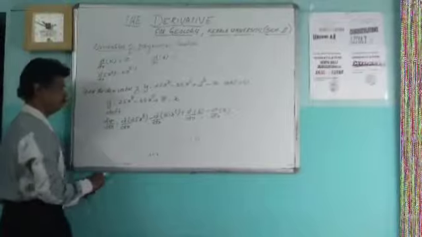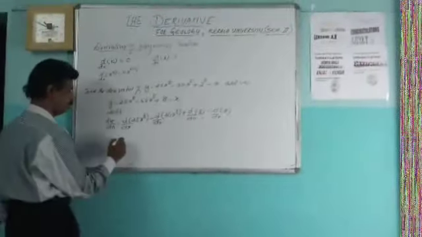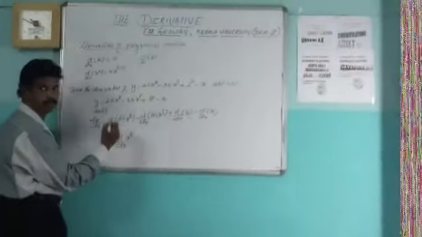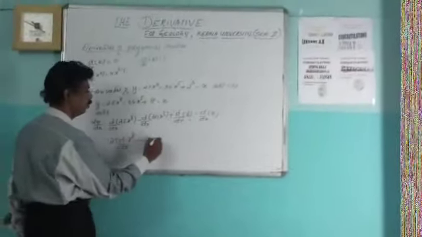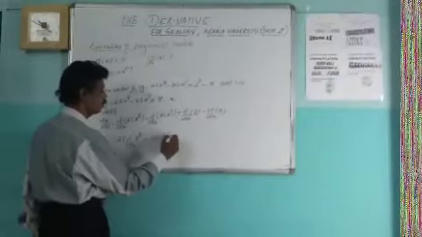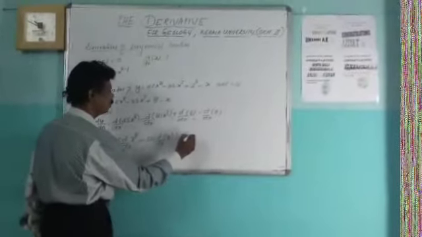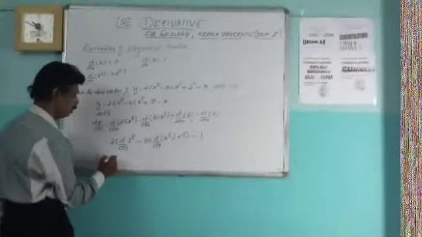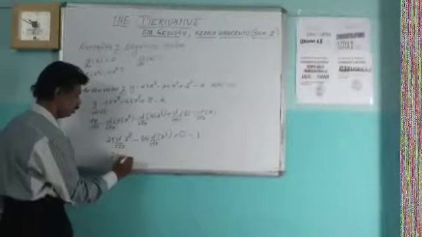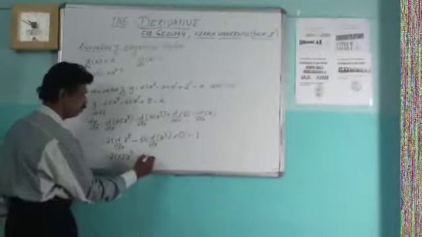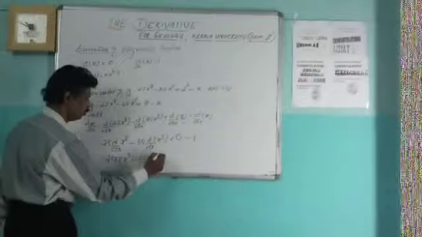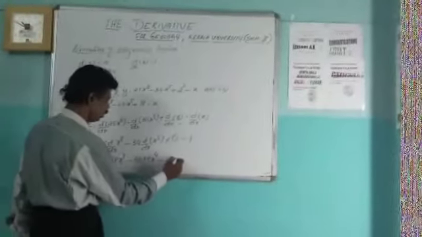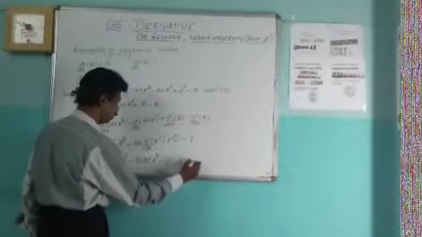25 is a constant: 25 into d by dx of x⁸, minus 34 into d by dx of x⁵. 8 is a constant, that result equals 0. d by dx of x equals 1. That is 25 into 8x⁷, 34 into 5x⁴. 8 into 25 is 200, so 200x⁷.